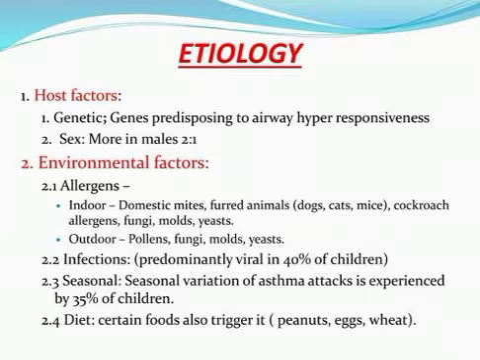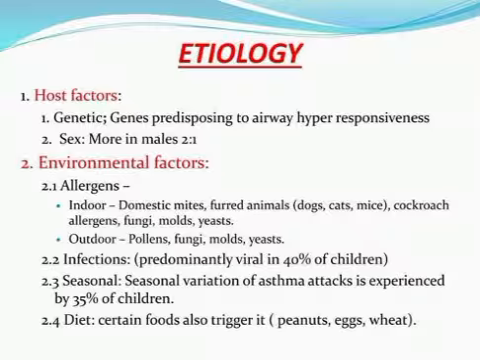And the next one will be the etiology. Etiology means the causes. How does asthma occur? First are the host factors, that is genetic or sex. Genetic means sometimes it may be due to our genes. Some genes may predispose to airway hyperresponsiveness. So genetic conditions play a major role in the causes of asthma.